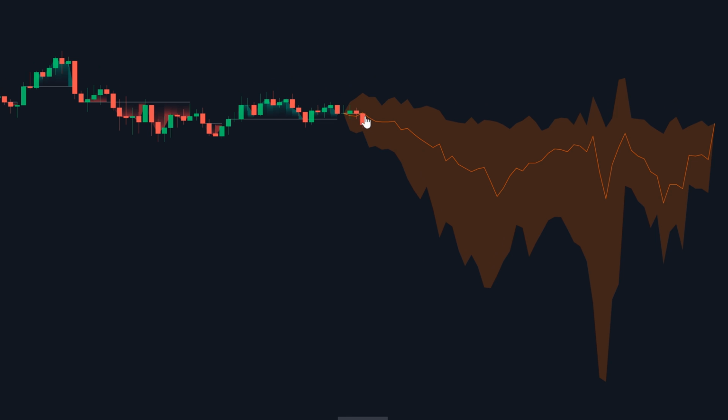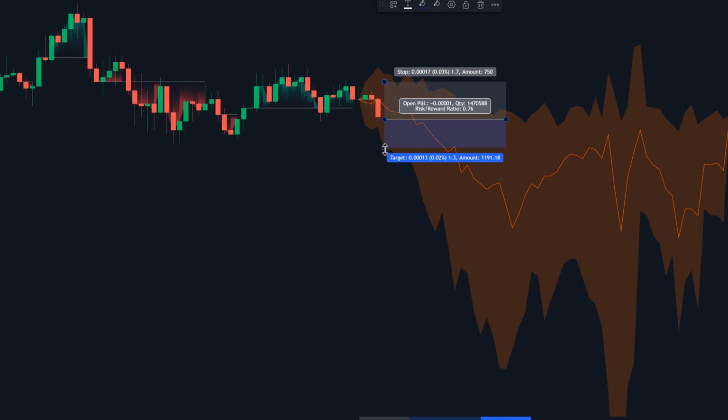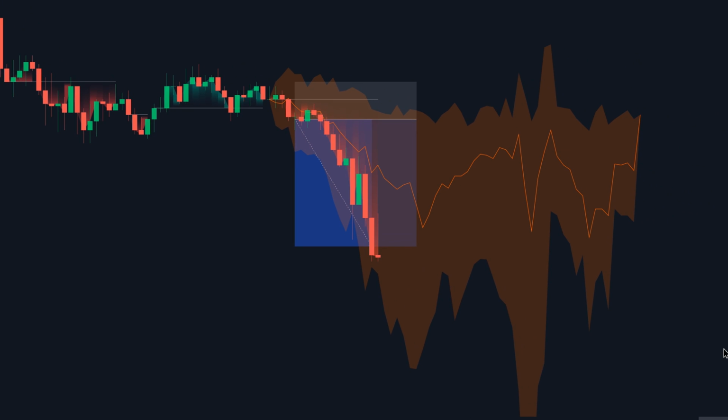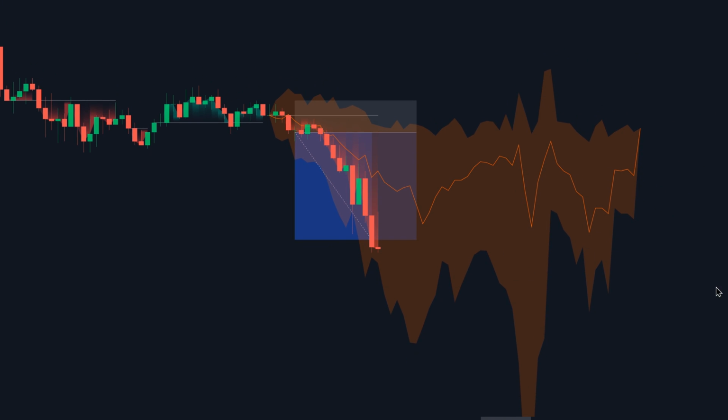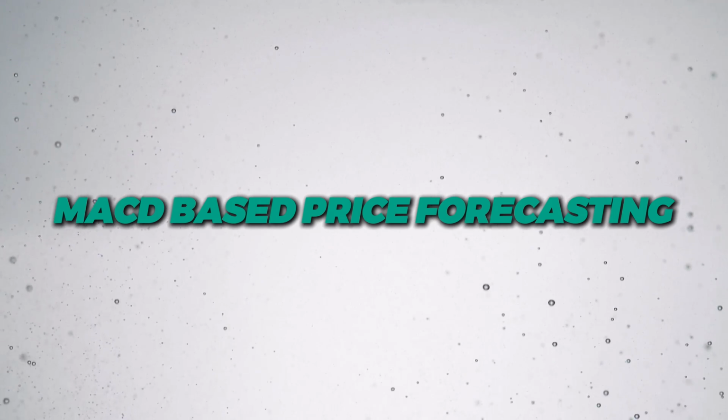And then here, the same indicator predicts that the price may come down all the way to this point over the next few candles. If we took a short position here, you will notice that this prediction was also really profitable. Ladies and gentlemen, this future predicting indicator is called MACD-based price forecasting, created by LuxAlgo.